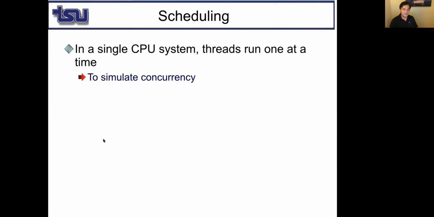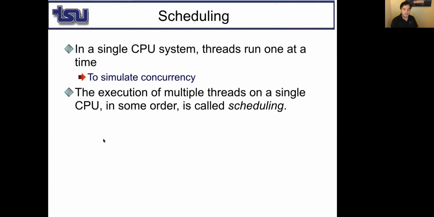If you have a single CPU system, threads run one at a time to simulate concurrency. Let's say that you have 5 threads, but you have single CPU. I mean, you cannot run them all together, right? So what you do is you run a little bit one, little bit other one, little bit other one. So it somehow simulates concurrency, okay? The CPU's time is shared between multiple threads.